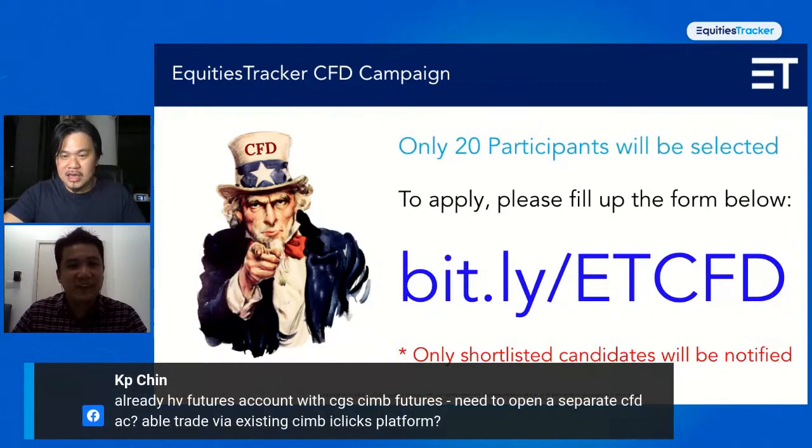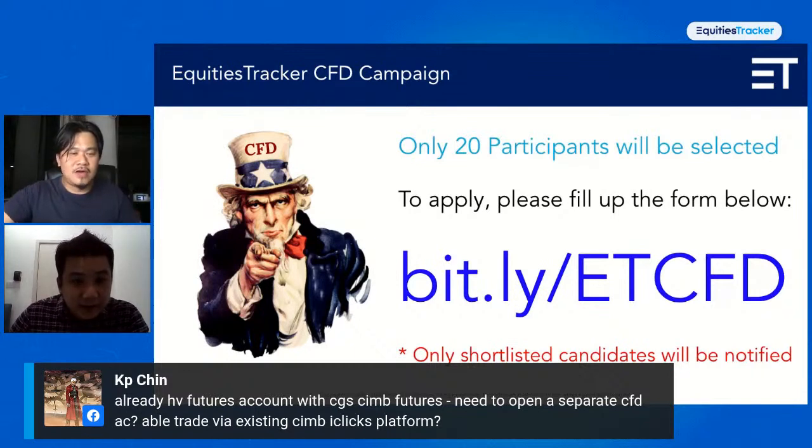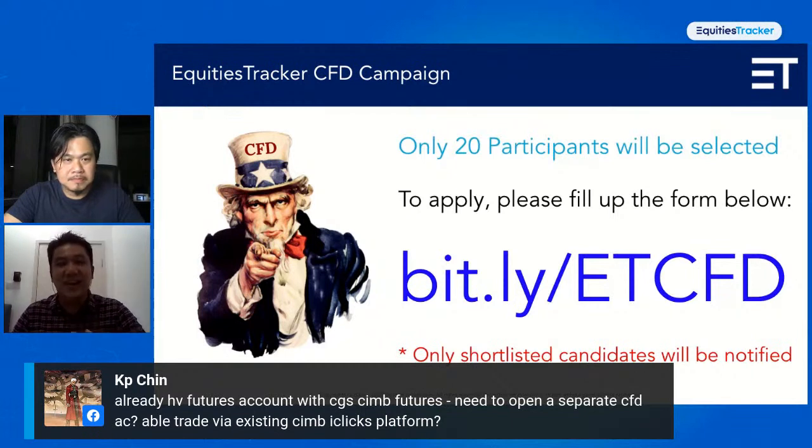KP Chin is asking, I already have a futures account with CGS-CIMB Futures. Do I need to open a separate CFD account? Yes, the answer is yes. You still need to open a CFD trading account. The CIMB iClick platform and IREX Viewpoint are two totally different platforms, so you still need to get the link, ID and password as well. You won't be able to trade CFDs using the existing CIMB iClick. I know everyone loves iClick, but that's not possible for CFD trading.